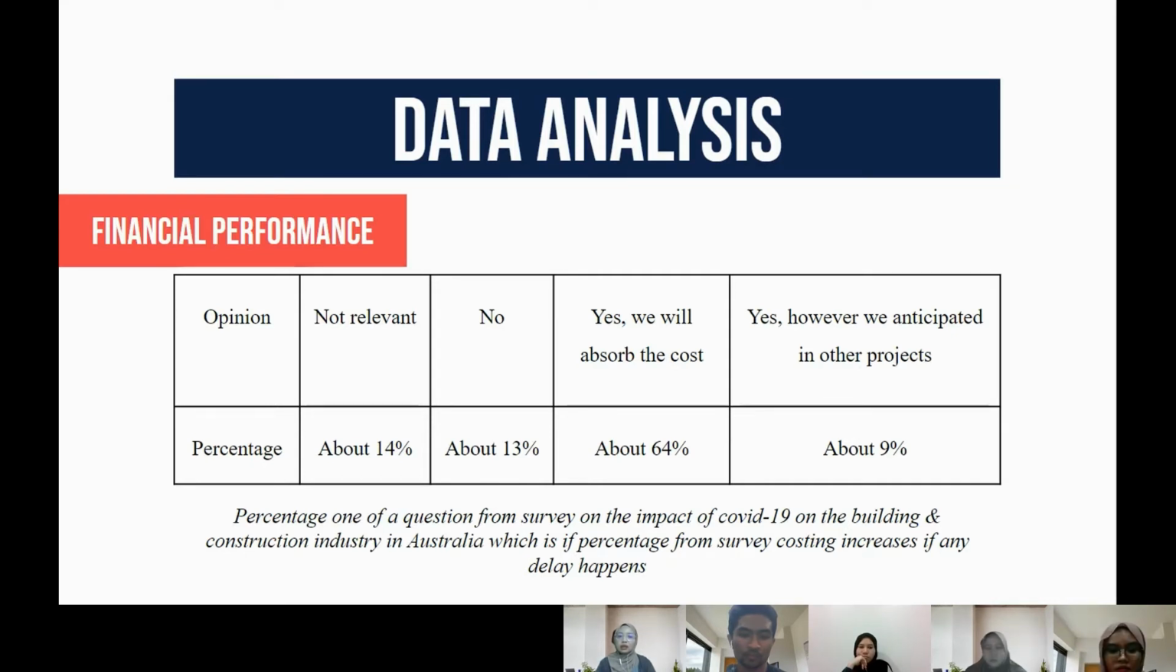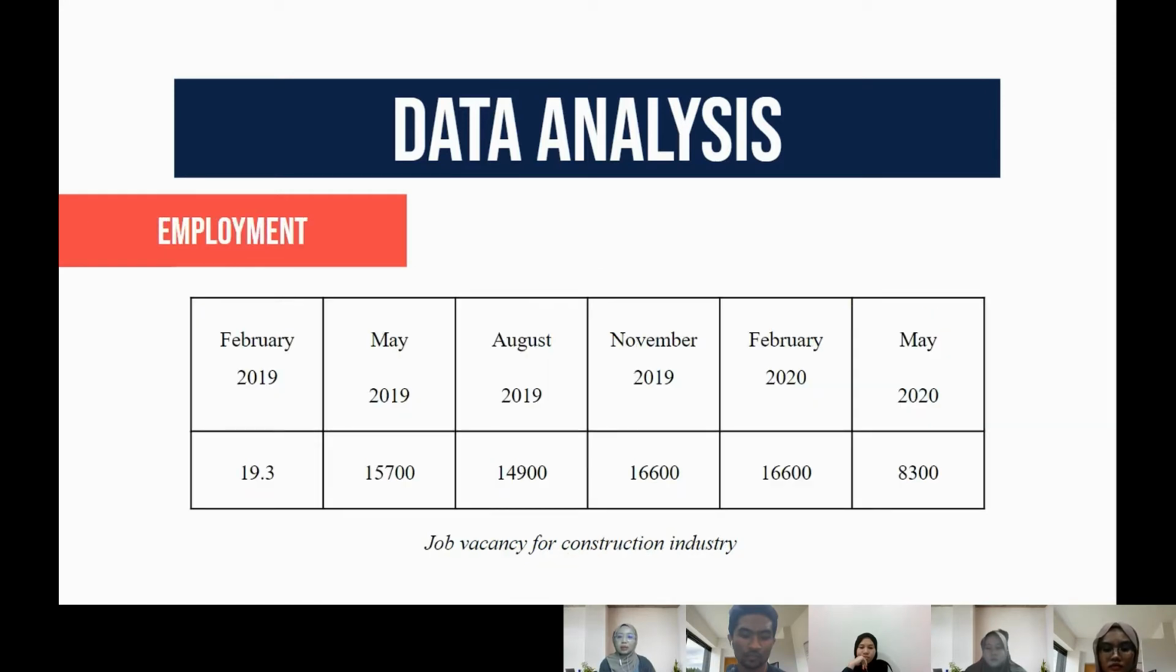Next is on the employment. Based on the table, the pandemic has resulted in the number of job vacancies decreasing more steeply than in any previous downturn. In 2020, the total employment in the building and construction industry declined by 4%. The implementation of social distancing for workers by the Australian government can cause a shortage of workers. Moreover, unemployment also increased because some of the workers had been fired because the company or the firm cannot afford to pay their workers.